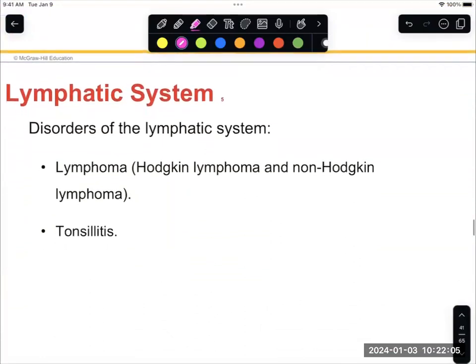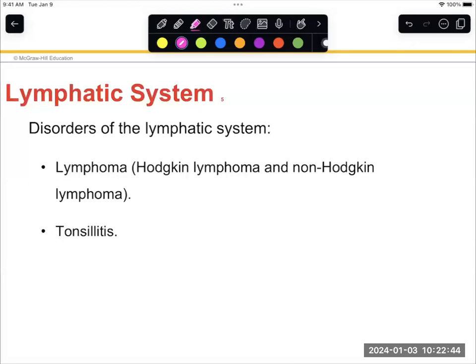Let's look at some different disorders of the lymphatic system. Lymphoma is a type of cancerous tumor of usually lymph nodes. Usually can be found in the neck, the axilla, or the armpit. We have Hodgkin's lymphoma and non-Hodgkin's lymphoma.